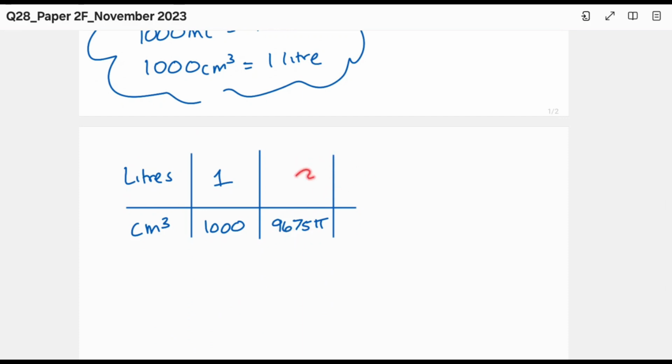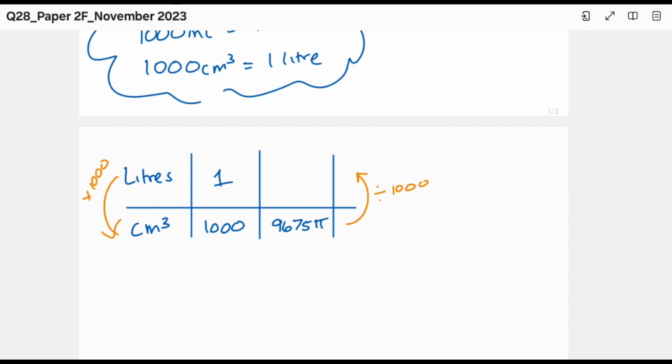And now we need to convert that to liters. In order to do that, we need to see what our multiplier is. What do we multiply liters by to get to centimeter cubed? Just looking at this table, what would I multiply 1 by to get to 1,000? That's 1 times 1,000 is 1,000. So the multiplier from liters to centimeter cubed is times 1,000. Which means if I'm going in the opposite direction, from centimeter cubed to liters, I need to divide by 1,000.